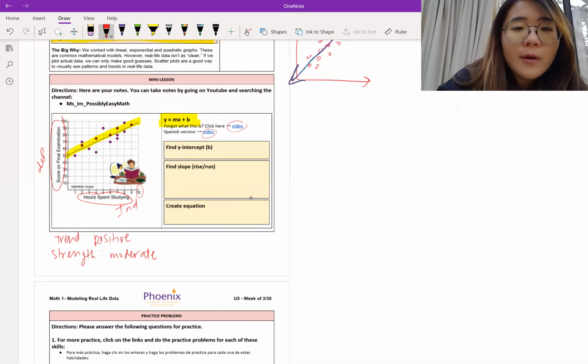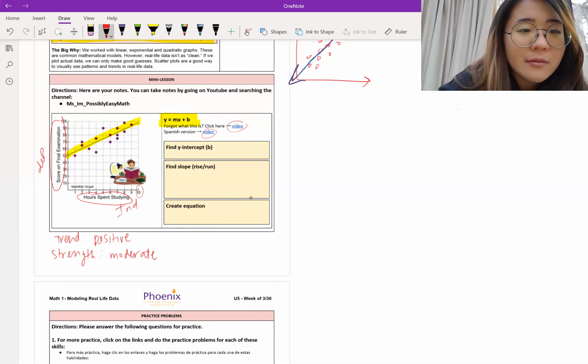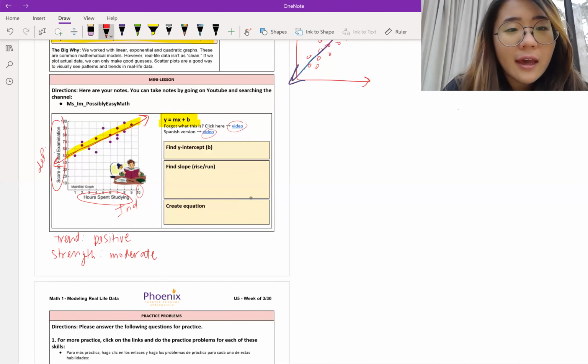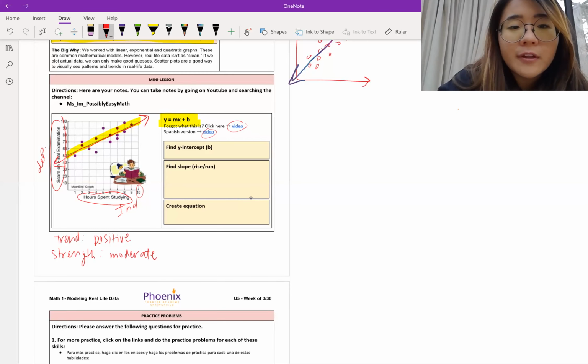So what I've got to do, if I want to find the equation for this line, is answer: what's the equation for this line that I see here on this graph? We've got to find the y-intercept, the slope, and then create the equation.